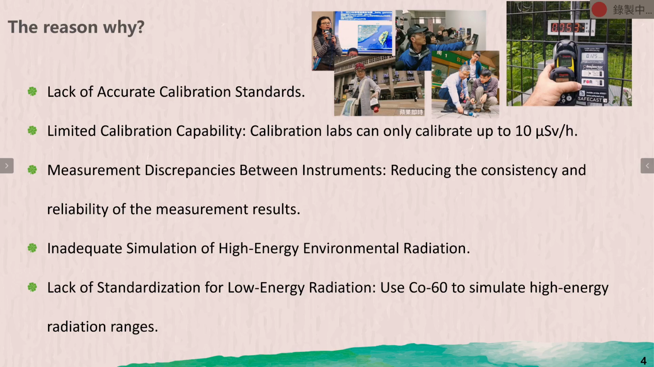So we have to know what the measurement discrepancy is between instruments. In order to improve the consistency and reliability of the measurement results, we should establish this system. We use cobalt 60 to simulate high energy radiation ranges.